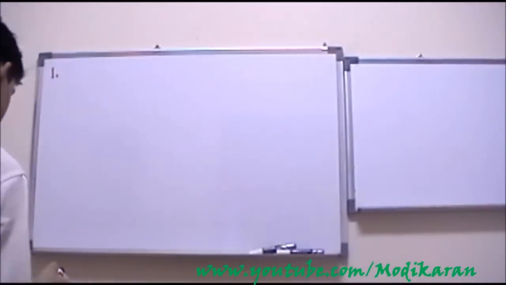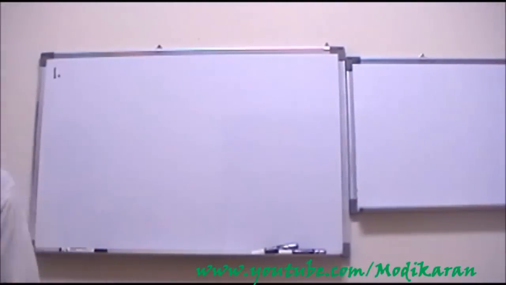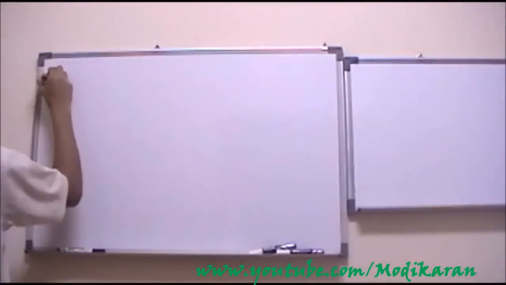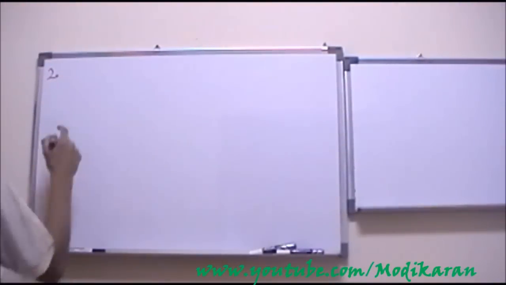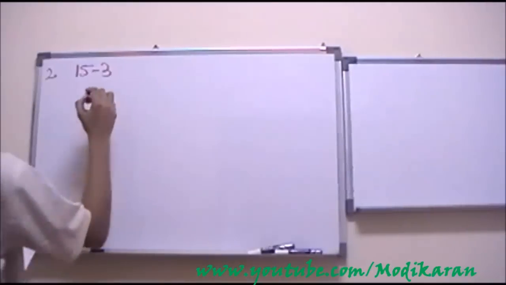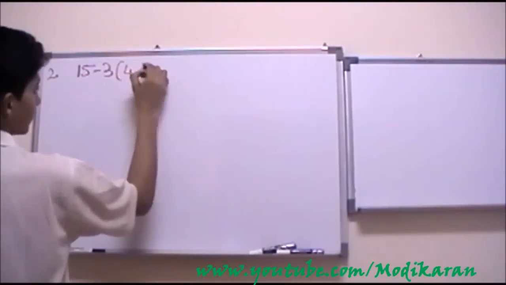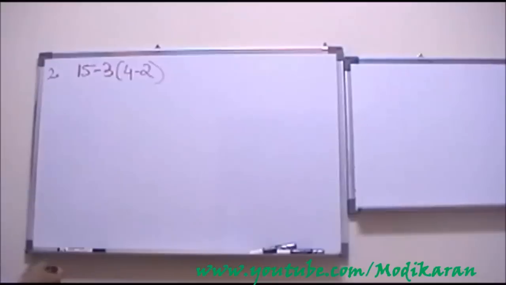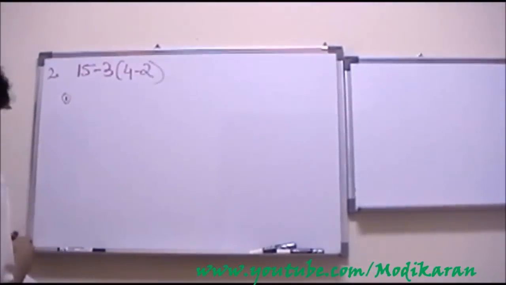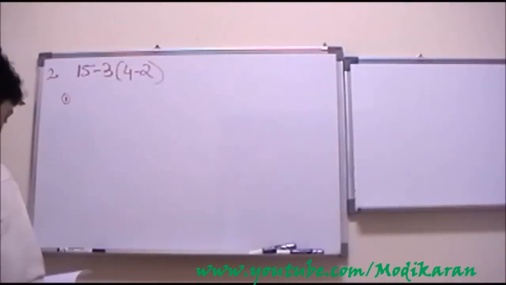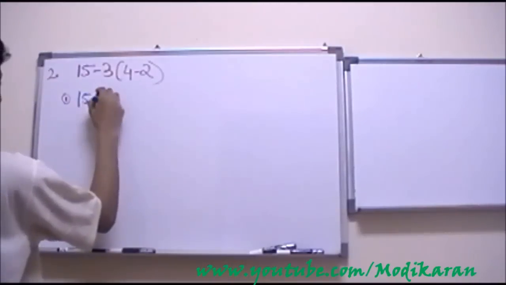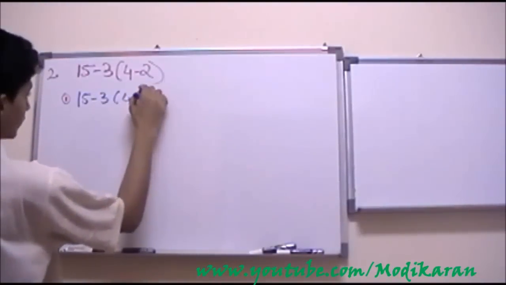Okay, now the second problem is 15 minus 3 parenthesis 4 minus 2. Okay, now the first step we said is rewrite the equation. 15 minus 3 parenthesis 4 minus 2.